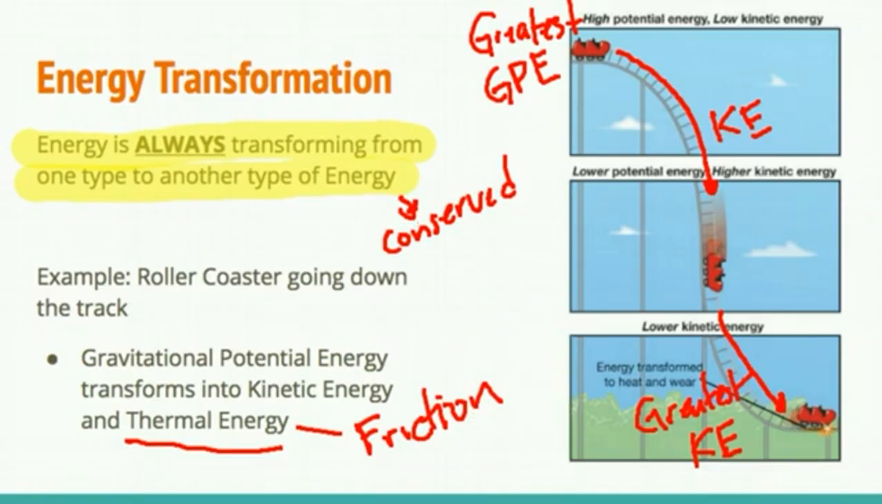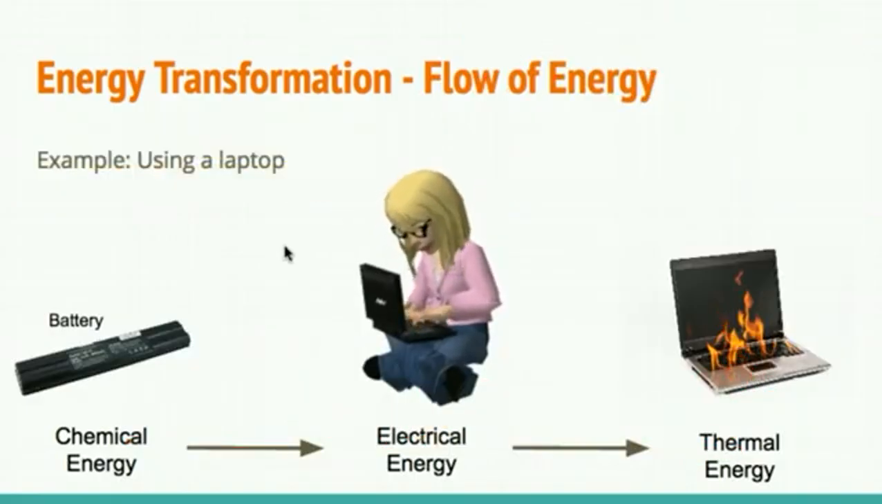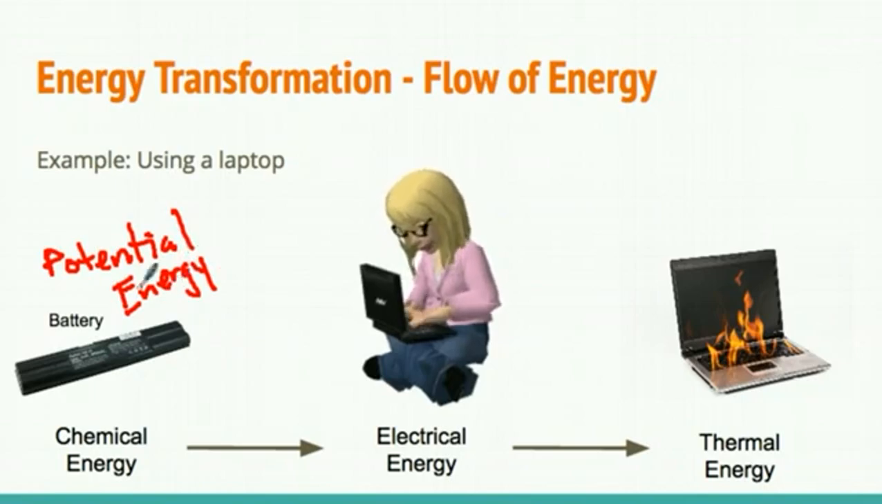Let's look at another example that happens probably on a daily basis with you, which is the use of a laptop, right? When you're using a laptop, energy is being flowed, and it's not staying as just one type of energy. It's constantly flowing through. And so where does it all begin? It all begins with some kind of potential energy, right? This is my potential energy, and that's in my battery. So that energy source has to start from somewhere, and that's going to start from there. Now, where's that chemical energy go?